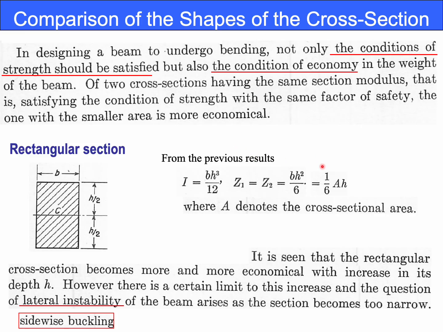At the bottom, the slide warns if the rectangle becomes too narrow and tall, we get lateral instability, sidewise buckling. So even if bending stress looks fine on paper, the beam may fail by twisting or buckling sideways. This is a nice engineering ethics moment. A beam can be strong in the equation and still fail in real life.